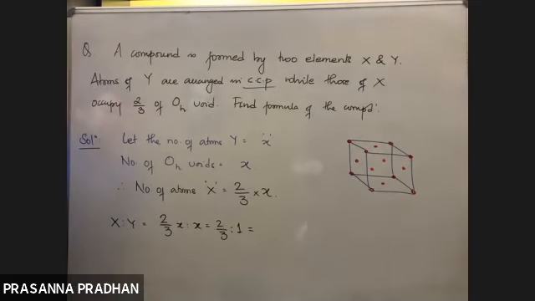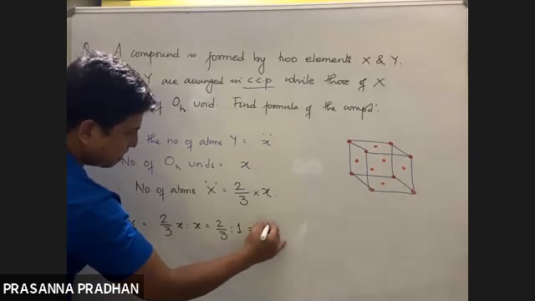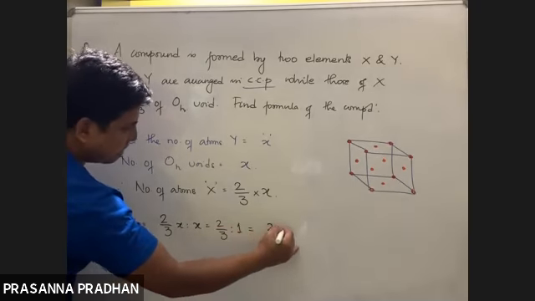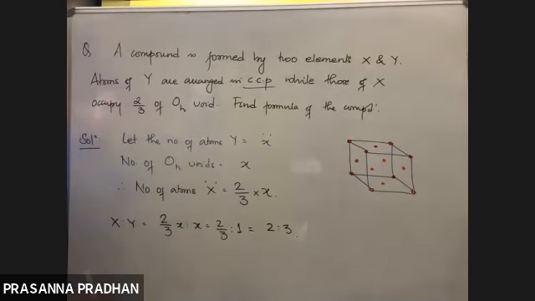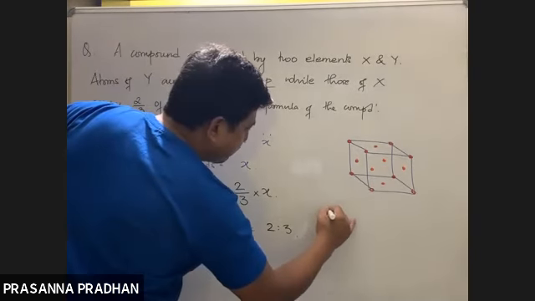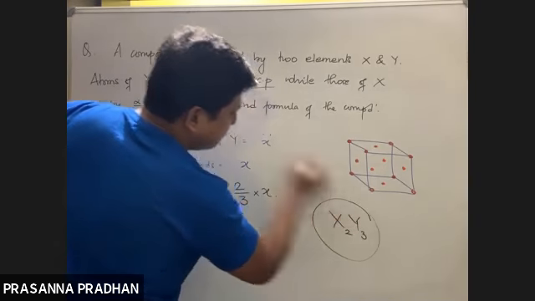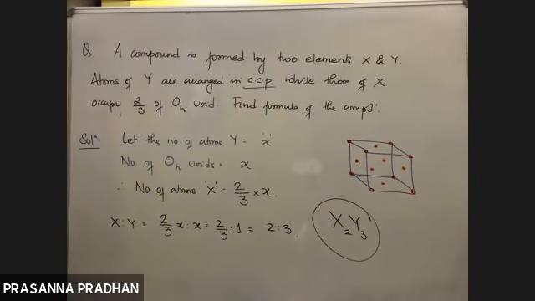इसको whole number में convert करो, कितना आएगा? So you multiply by 3 ना? 2 is to 3. 2 is to 3. Yeah, 2, 3. So what is the formula of the compound? Therefore the formula of the compound is X2Y3. Isn't it simple? यहाँ से और easy क्या हो सकता है?